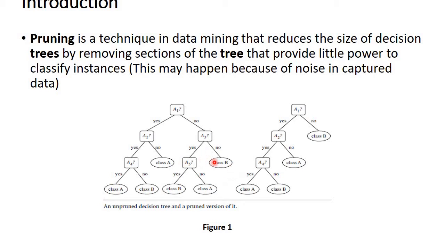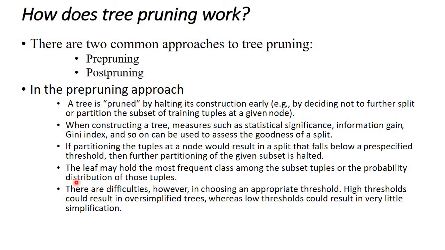And why the leaf class B has been attached here is because the leaf may hold the most frequent class among the subset's tuples, or the probability distribution of those tuples. So class B was the class which was found most frequently in the subset of the data set there. So since class B was found most frequently in the subset of the data set there, class B is attached as the leaf node here.